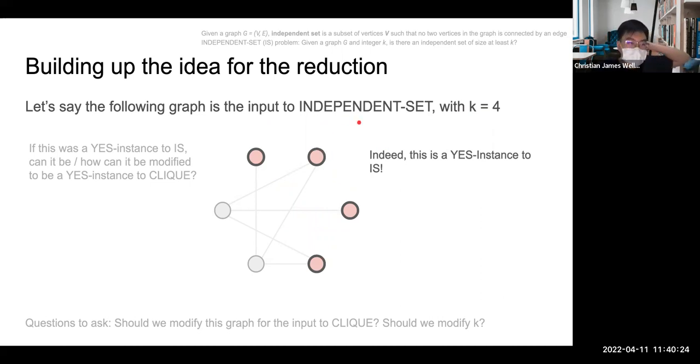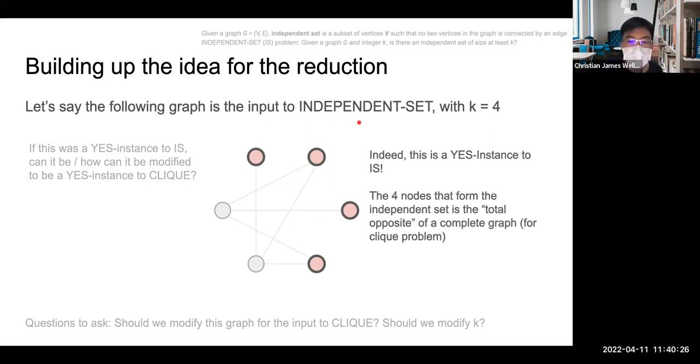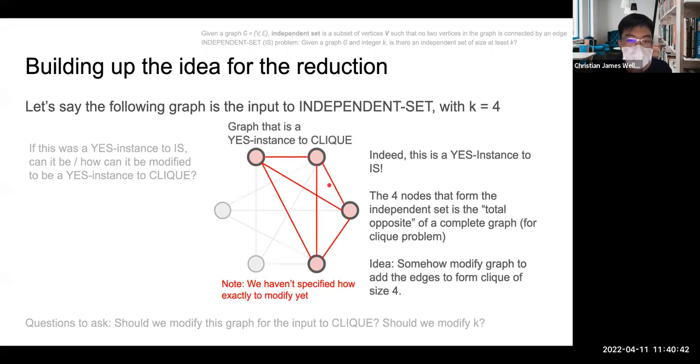Then I think of the CLIQUE problem. Hey, the CLIQUE problem is kind of like the total opposite, isn't it? If I want a size 4 CLIQUE, I should add edges everywhere now. This is totally empty. The CLIQUE problem is the total opposite. I need to completely add edges everywhere. So a yes instance to a CLIQUE problem might look like this, with edges added everywhere. Take note, at this point I haven't told you how exactly to modify. But the idea I came up with is, should I somehow modify the graph to add edges to form a CLIQUE of size 4?